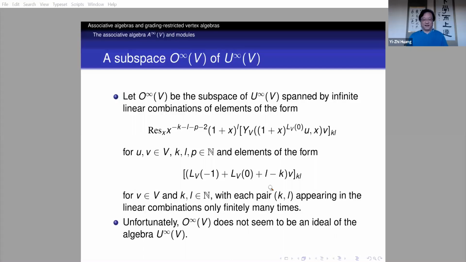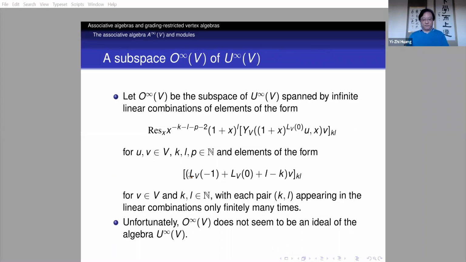So unfortunately, in some sense you have to take a quotient of these, but unfortunately, this O infinity V does not seem to be an ideal of the algebra. I spent a lot of time on this. I tried to prove that this is an ideal, but I think it's not, because when I calculate these things, I do not think that they belong to O infinity V anymore. So it does not seem to be an ideal. So what we can do is the following.